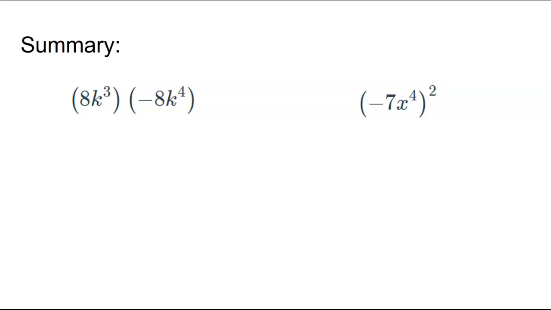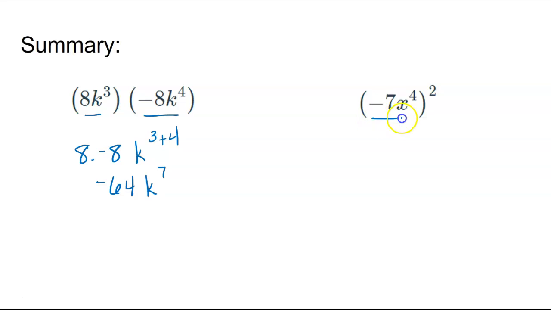All right, to sum up, when we multiply with exponents, we multiply our coefficients, 8 times negative 8, and we add our exponents, k to the 3 plus 4. So this becomes negative 64 k to the 7.